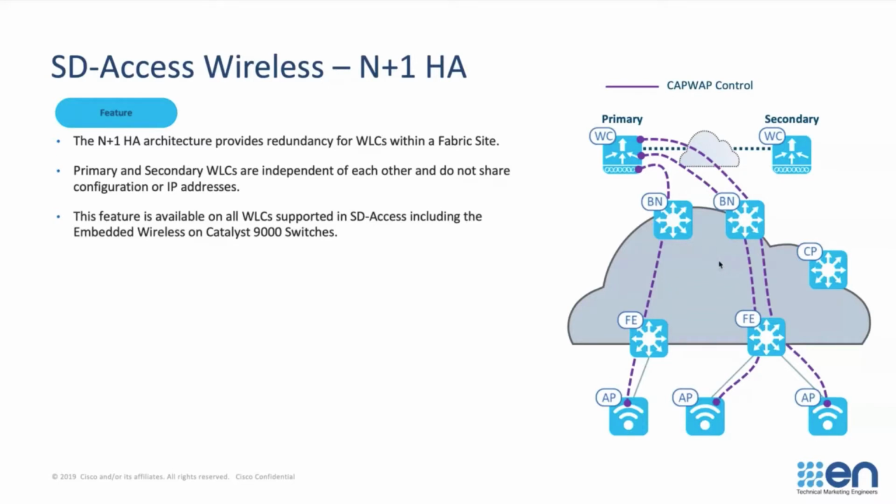That means unlike SSO, they don't share any configuration, which includes IP addressing. These two are independent to each other, and your APs will connect via CAPWAP to the primary WLC. Once the primary WLC fails, they will go back and connect to your secondary WLC. N+1 HA is available on pretty much all the wireless LAN controllers, including the embedded wireless LAN controller, which is the WLC feature support on the Catalyst 9000 switches.